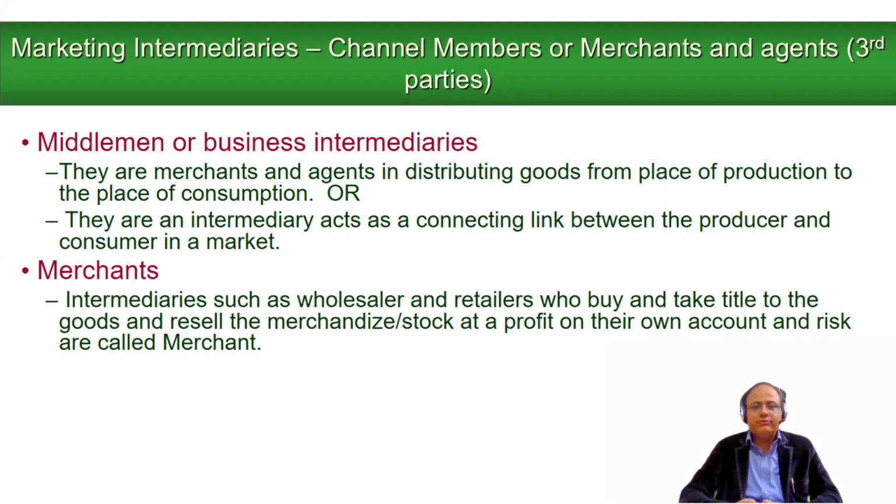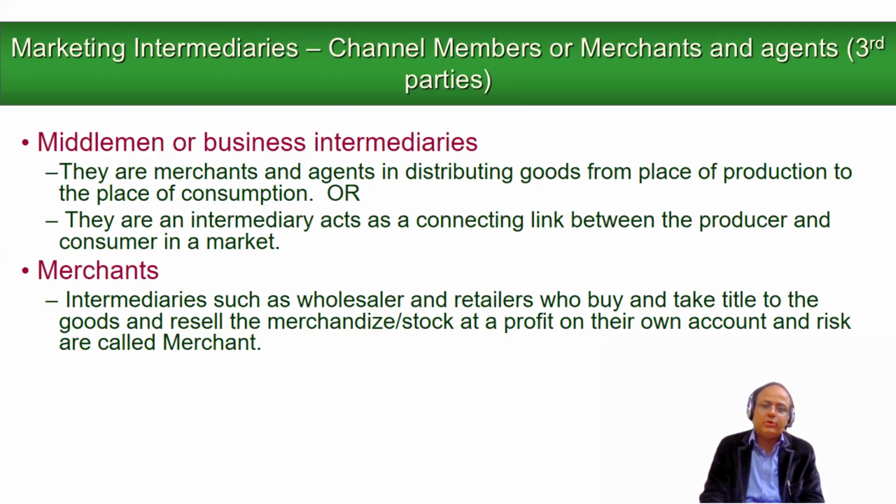So these functional intermediaries, they don't take the title of the ownership. However, the merchant intermediaries take the title of the ownership. So these merchants and agents are responsible for the distribution functions and act as a connecting link between a producer and the consumer in the market.